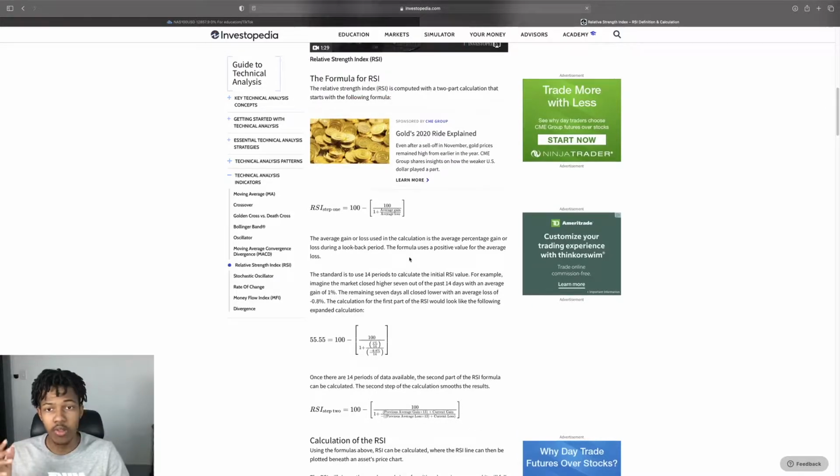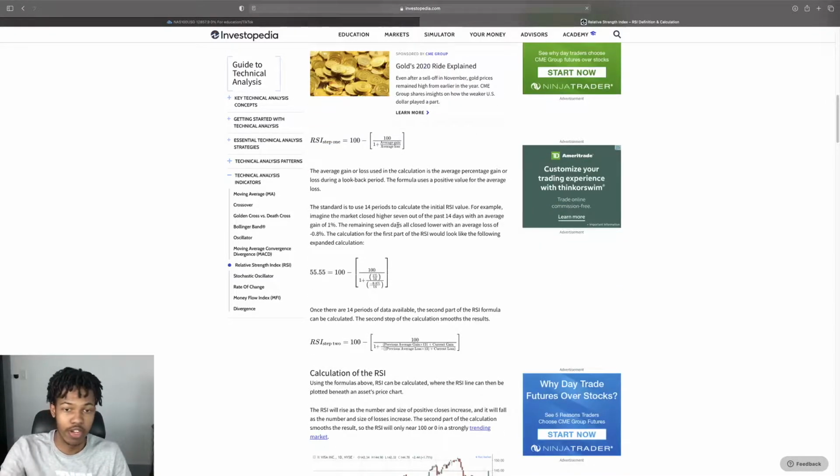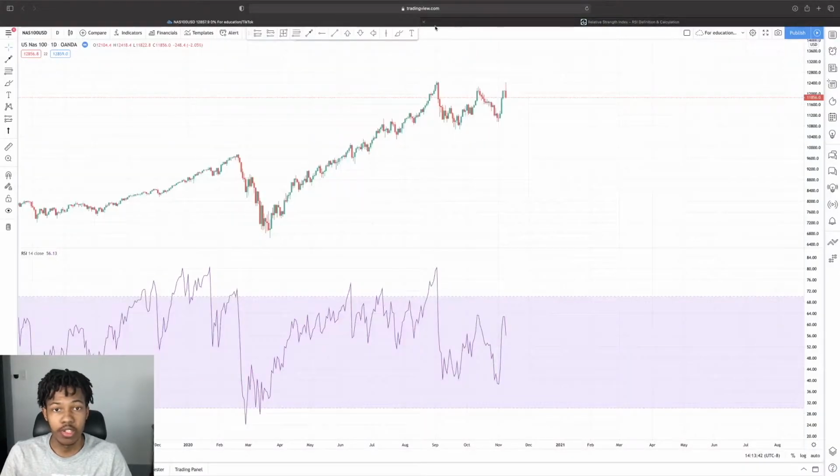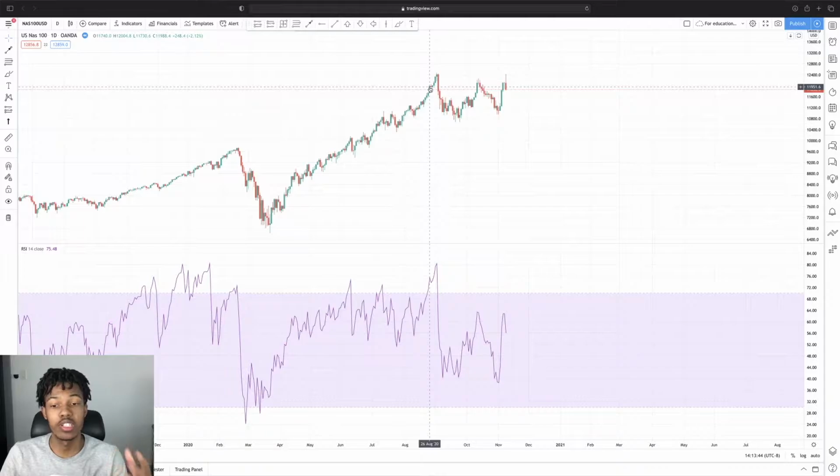If you want to see how the RSI is calculated, you can go and look it up on Investopedia. They have an overall step-by-step outline of what's used to calculate it, but calculations aren't exactly too important. We just need to understand the way that the RSI works on a chart and how we can use its signals to enter and close positions.